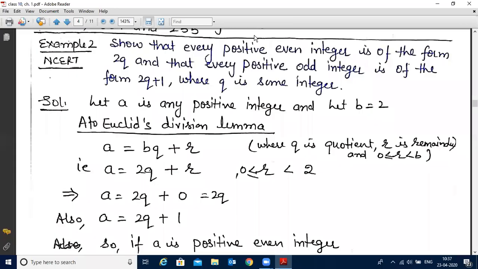Dear students, today we are going to continue the session that we had learnt earlier, that is Euclid division lemma. Today we will do more questions on it.